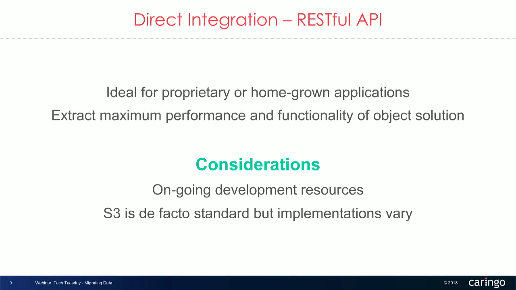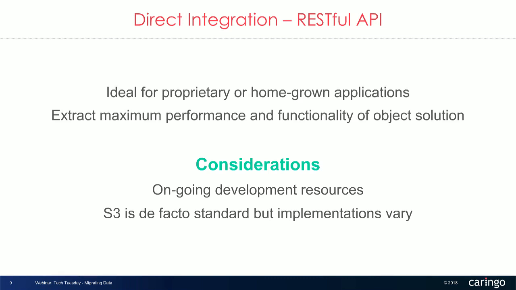Direct integration is typically ideal for proprietary or homegrown applications. And they usually extract the maximum performance and functionality of the object solution because it's designed specifically for the type of data migration or data move that you're wanting to do. Now, naturally, since it is an in-house tool, there are going to be some ongoing development resources that you would have to dedicate to take this approach.